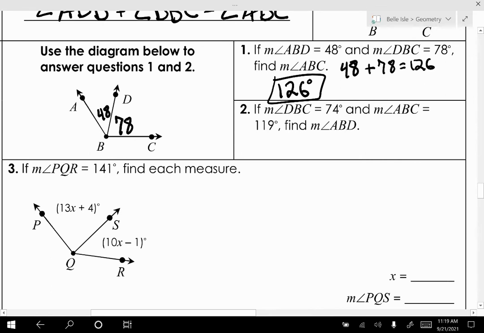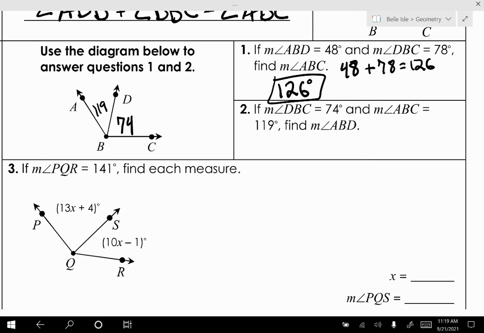On the second one, it says that equals 119. We're changing the numbers. Okay, number 2. If the measure of angle DBC is 74 and the measure of angle ABC is 119, what is the measure of angle ABD? How do we get that?